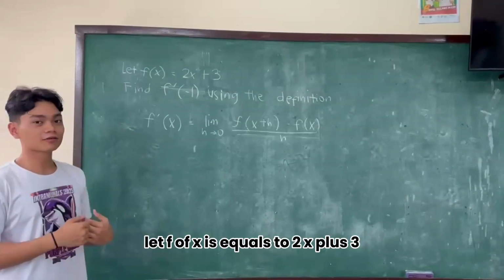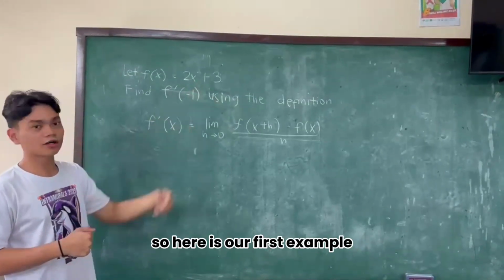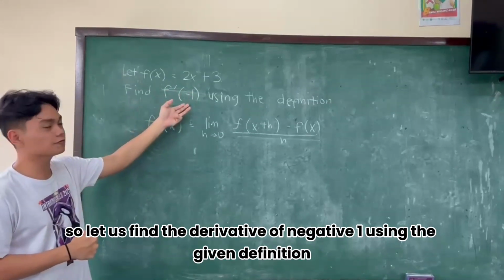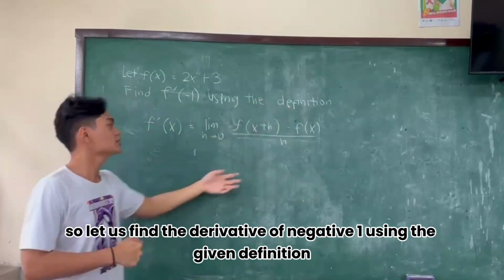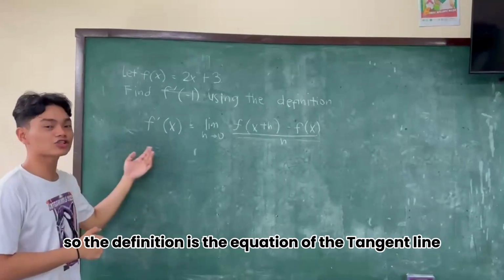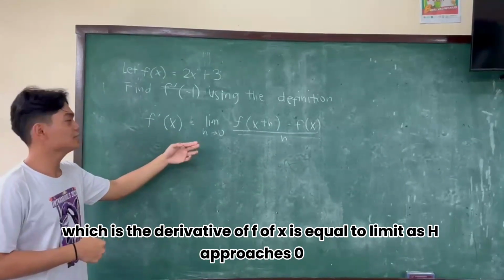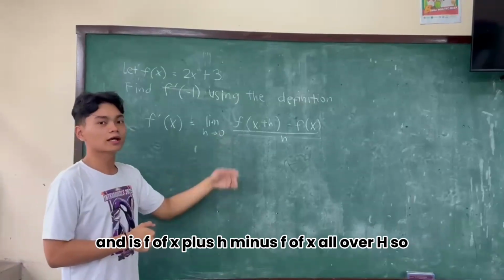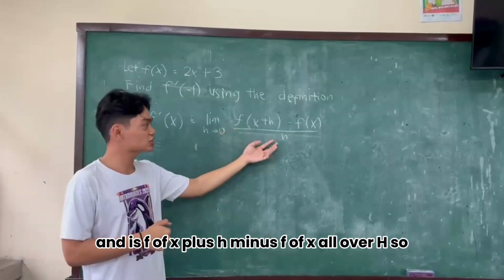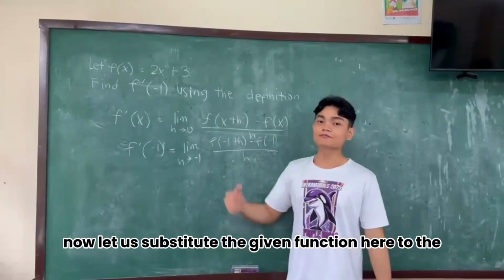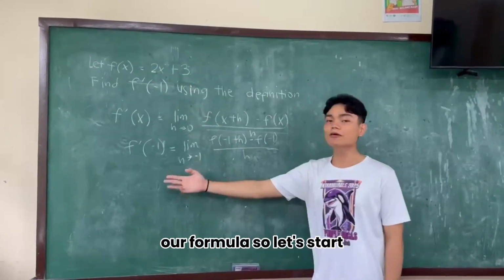Let f of x equal 2x plus 3. So here's our first example. Let us find the derivative using the given definition. The definition is f prime of x equals the limit as h approaches 0 of f of x plus h minus f of x, all over h. Now, let us substitute the given function into our formula.